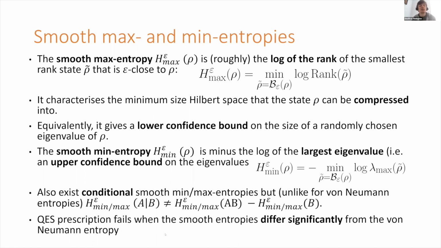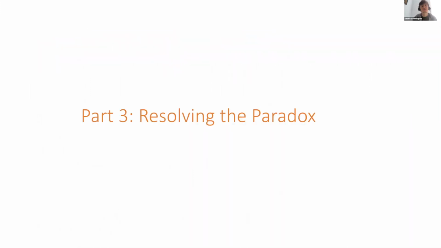Okay, so now we've introduced these new quantities, smooth min and max entropies. We can rephrase the statement from the previous slide as the statement that the QES prescription fails when these smooth entropies differ significantly from the von Neumann entropy of the state. That's what's going to happen. We're going to have to rephrase things in terms of these smooth entropies rather than the von Neumann entropy.